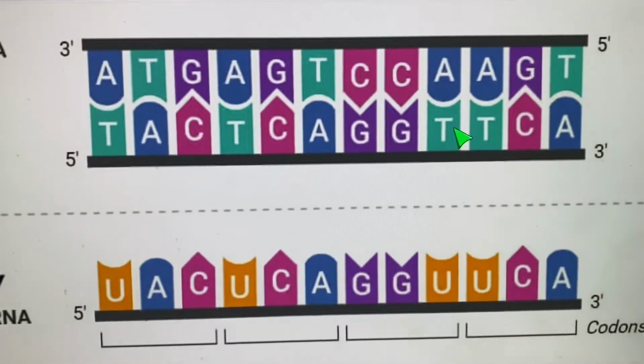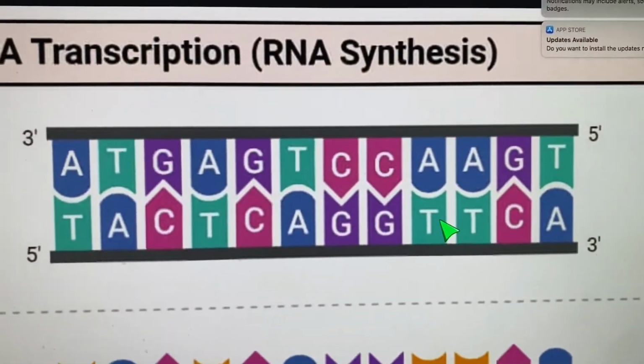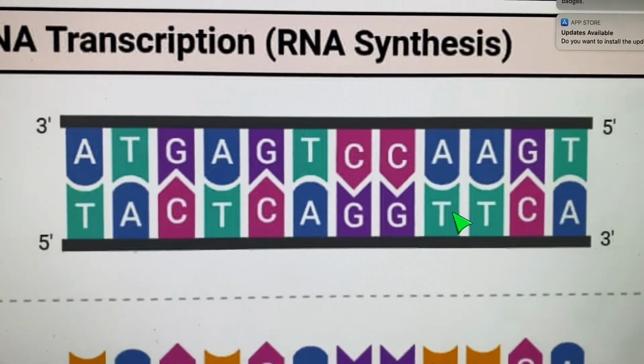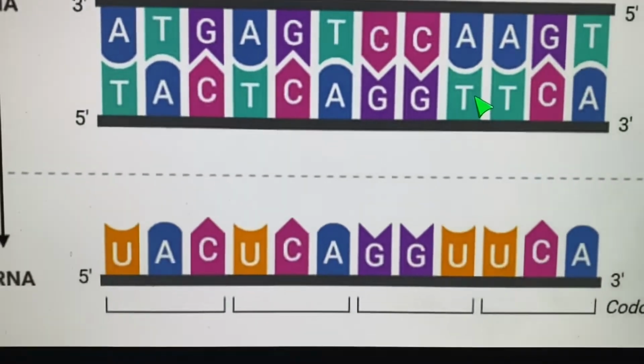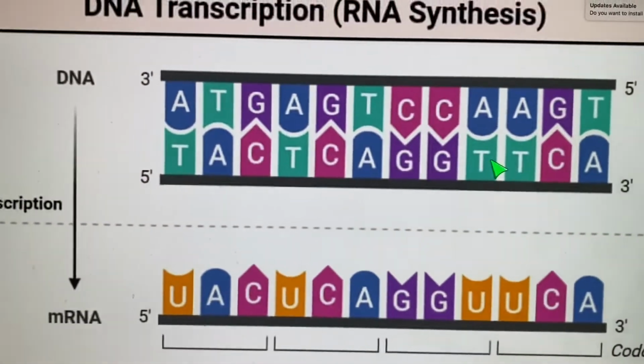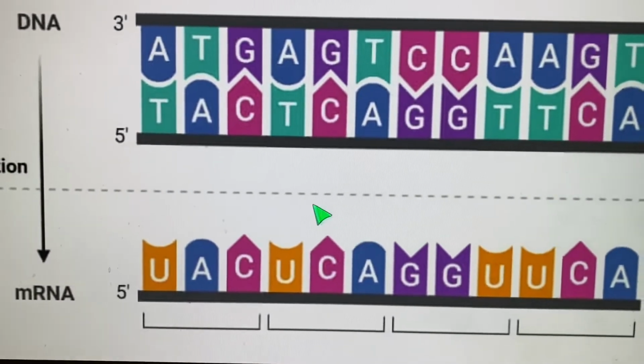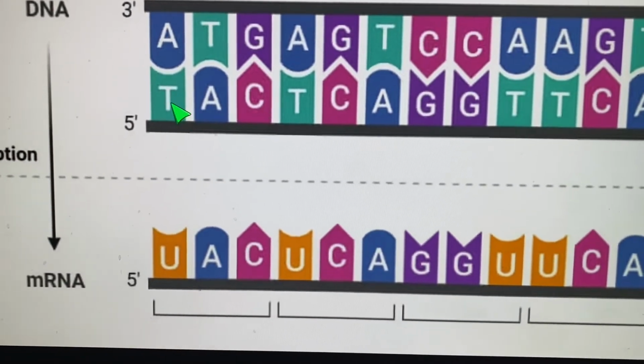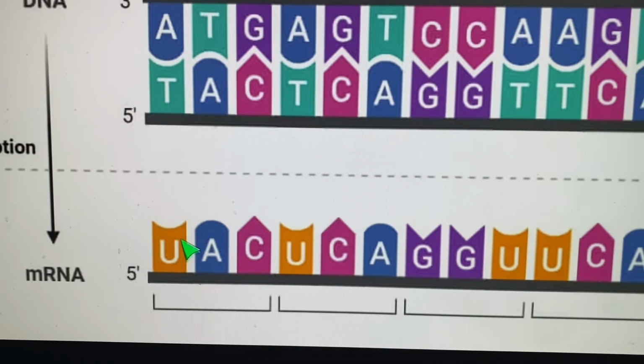So transcription is how you copy a gene, right? You turn it from DNA into a string of messenger RNA. And the one thing that's going to confuse you the most is, notice in RNA there are no T's. They're replaced with U's.